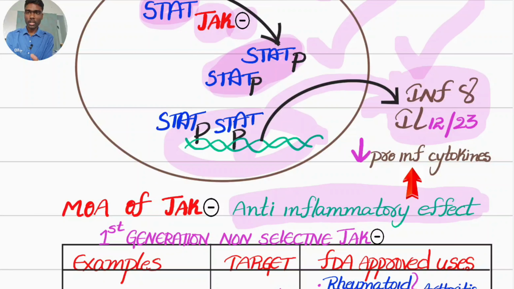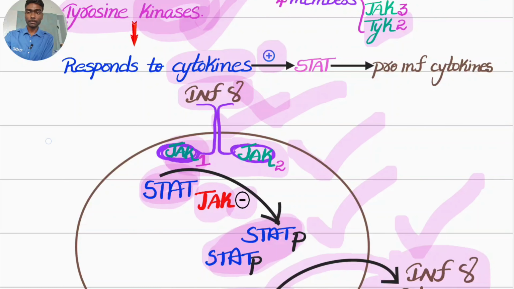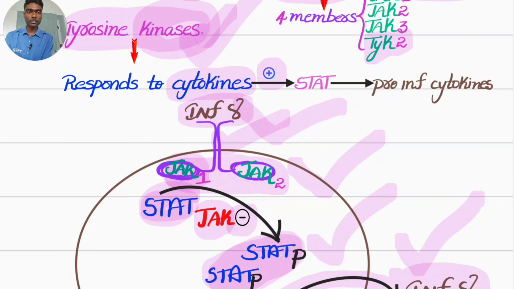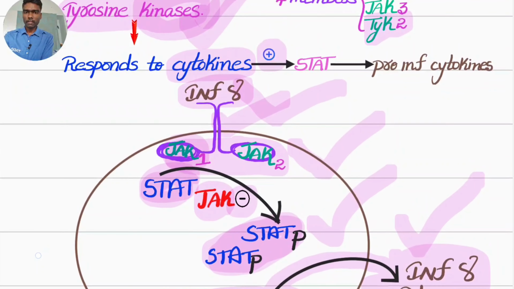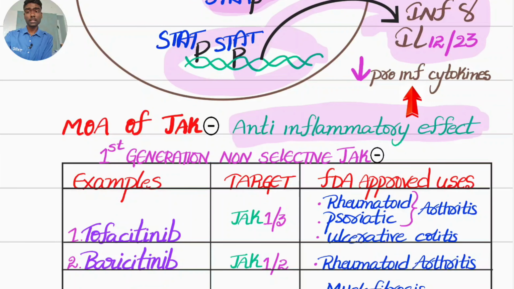JAK inhibitors also have immunomodulatory effect. They are disease modifying anti-rheumatoid drugs. They belong to a type of that class, mainly FDA approved for rheumatoid arthritis only. Here you can see in one line mechanism of action. These tyrosine kinases respond to cytokines via cytokine receptor because these are not receptors. Then these tyrosine kinases will phosphorylate STAT, activate STAT, STAT will go to nucleus, releases pro-inflammatory cytokines. This entire JAK-STAT pathway we are going to block with what drugs we will see now.